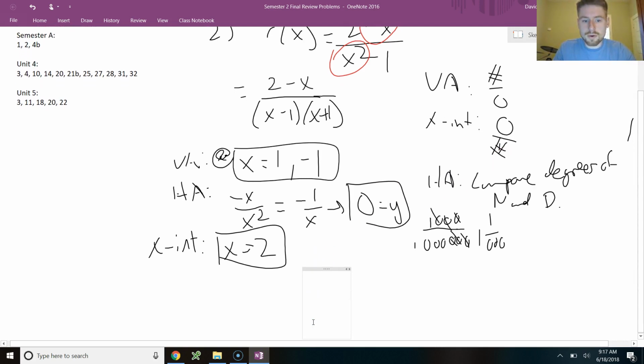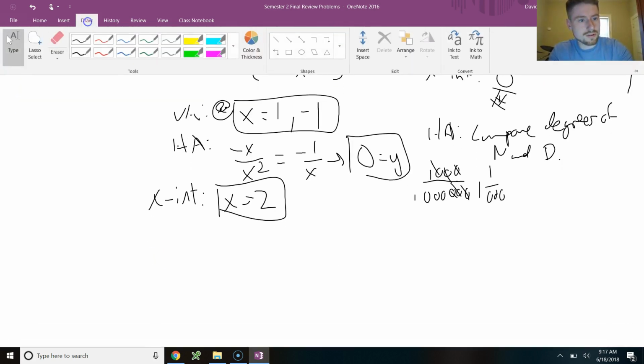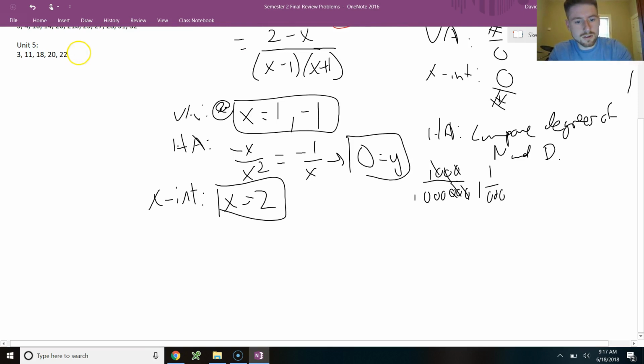And then what else do we need? We need a y-intercept. So our y-intercept is if we were to evaluate at 0. The y-int is the function at 0, which would be r of 0, and that's 2 over negative 1, so that's negative 2.